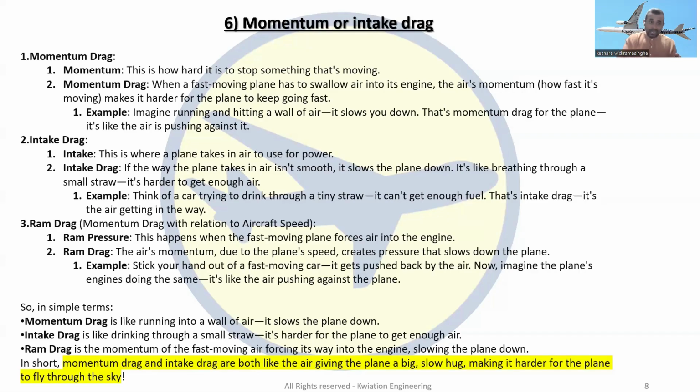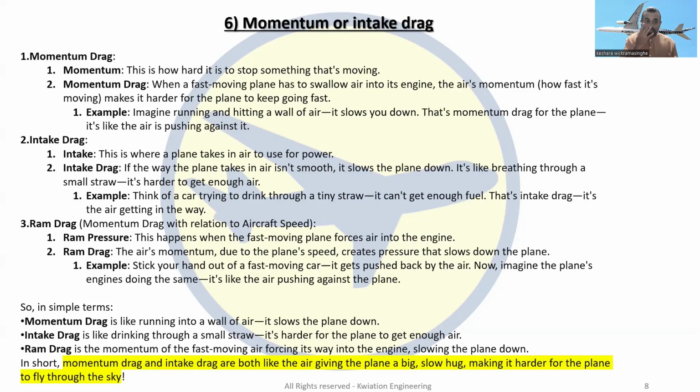So example, right? Stick your hand out of a fast moving car. Sometimes in childhood you do this, right? When the car is moving forward and you put your hand out, what happens to the hand? It gets pushed back by the air, right? So now imagine the plane engines doing the same thing. It's like the air pushing against the plane.